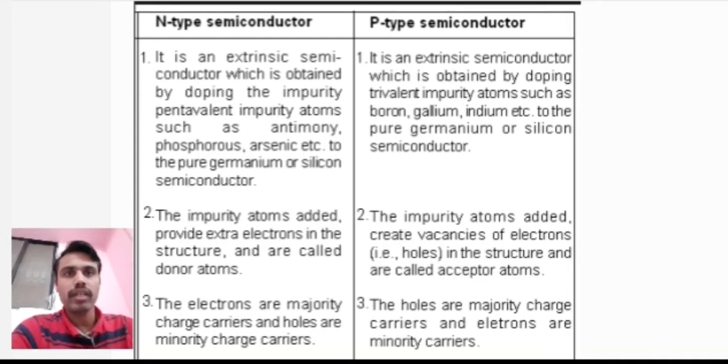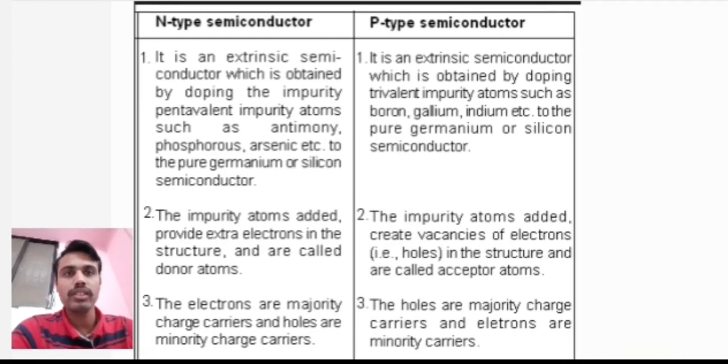If we consider an n-type extrinsic semiconductor, it is obtained from an intrinsic semiconductor by simply adding a pentavalent impurity. Examples of pentavalent impurities are antimony, phosphorus and arsenic, which are group 5 elements in our periodic table. Group 5 elements have 5 electrons in their outermost shell.